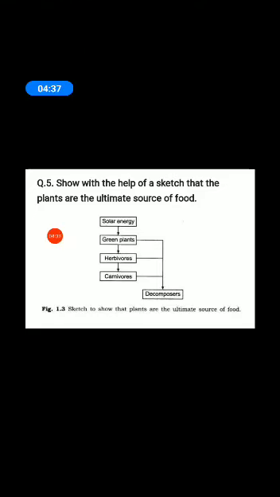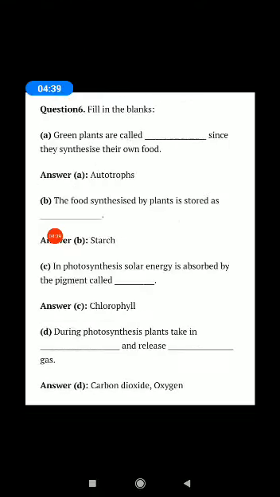Next, question number 6. Fill in the blanks. Green plants are called dash since they synthesize their own food. Answer. Autotrophs. Next, B. The food synthesized by plants is stored as starch. Answer. Starch.